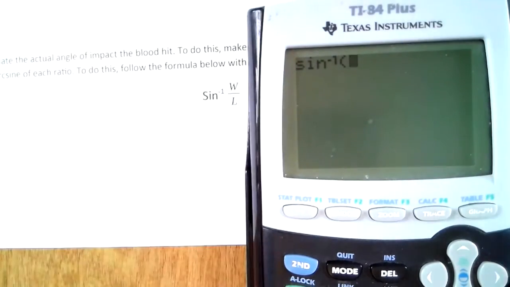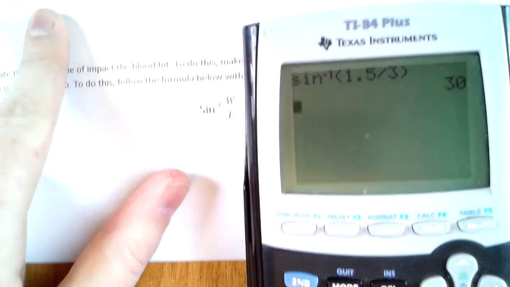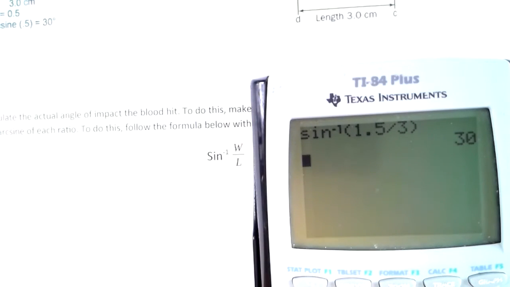And then you're going to do the width. So we figured out our width was 1.5 centimeters. Okay. And if you had a ruler that was in inches, make sure you convert it to centimeters before you type it in. So we're going to do our width, which is 1.5, divided by 3 centimeters. Okay, close our parentheses, and that will give us an angle measurement of 30 degrees, which is what you see up here in that example problem.